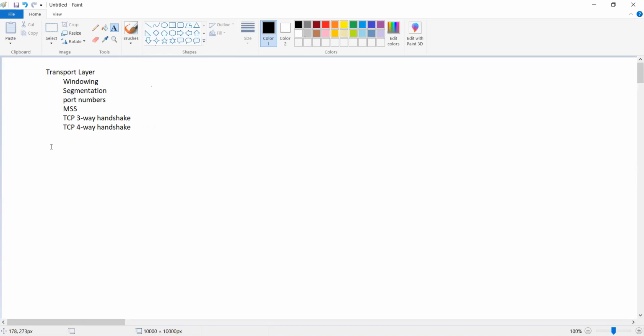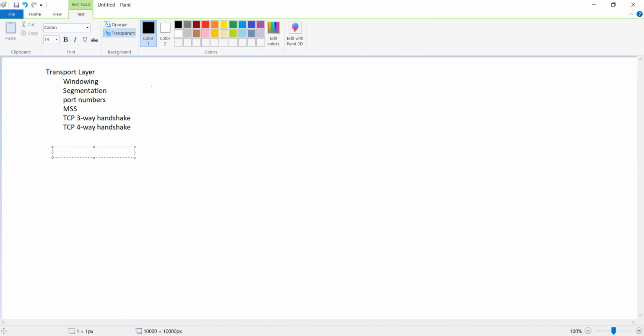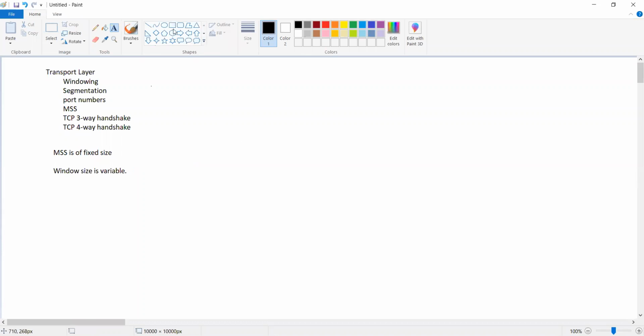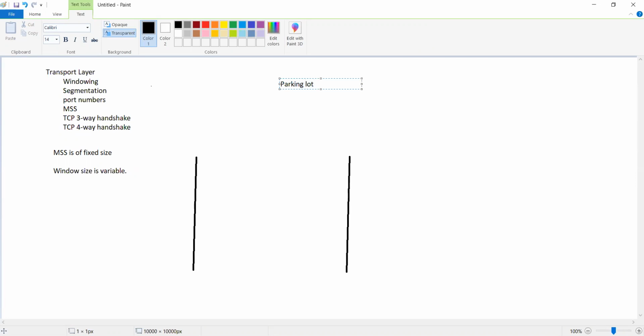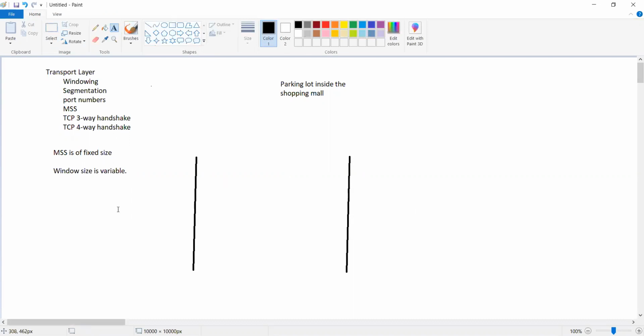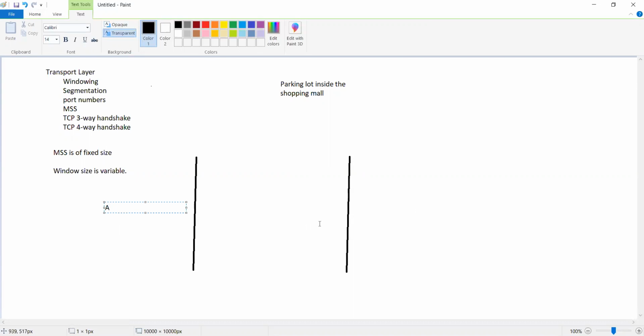Now there's one important concept to understand. MSS is of fixed size, whereas window size is variable. Now the question comes, how is it variable exactly? I'll explain with a diagram. In order to explain this, I would like to take the example of a parking lot, a shopping mall, for example. Let's say this is device A mall and device B mall.